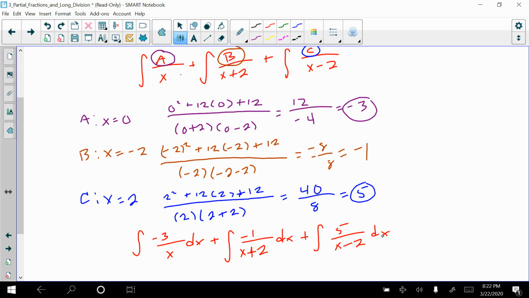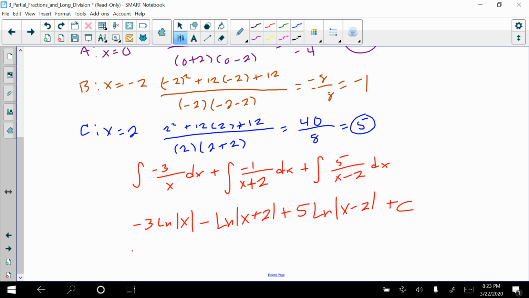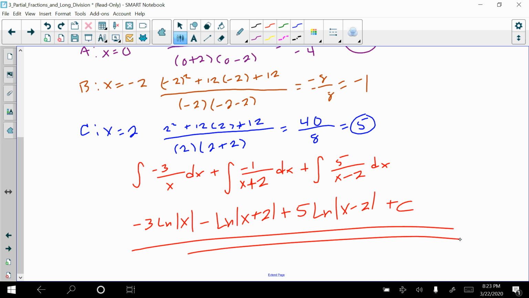And now we can take the antiderivative of each one, and I will wind up with negative 3 times the natural log of x minus 1 times the natural log of x plus 2 plus 5 times the natural log of x minus 2 plus our constant c. And that is going to conclude the examples that we have for partial fraction decomposition.